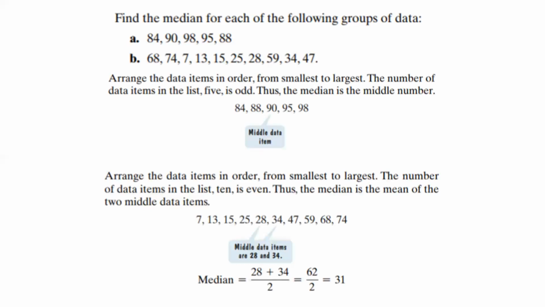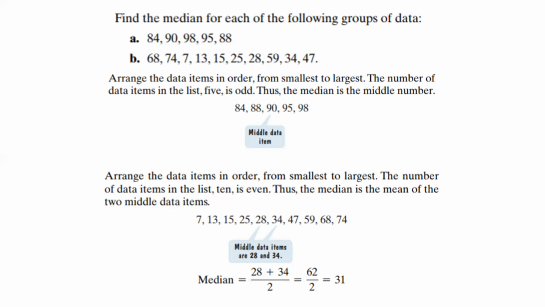Now, the next thing is sometimes when you rearrange things, you don't have a single middle point. So on part B, let's see, we have 1, 2, 3, 4, 5, 6, 7, 8, 9, 10. We have 10 pieces of data. And so there isn't really a middle. There's the 5th place and the 6th place. And so when there's not a set middle part of your data, you take those 2 middle values, add them together, divide by 2, and you get your answer.